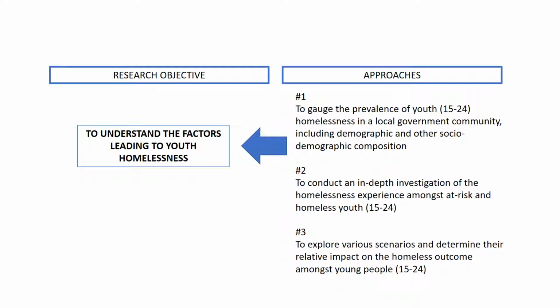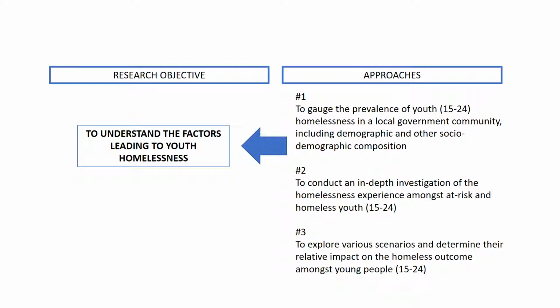And the third research objective here is to understand the factors leading to youth homelessness. And the approaches are given on the right-hand side here. And number 1, to gauge the prevalence of youth homelessness, and we've given 15 to 24 years as an age bracket, but that's subject to interpretation and change. To gauge the prevalence of youth homelessness in the local government community, including demographic and other socio-demographic composition. Or number 2, to conduct an in-depth investigation of the homelessness experience amongst at-risk and homeless youth aged 15 to 24.